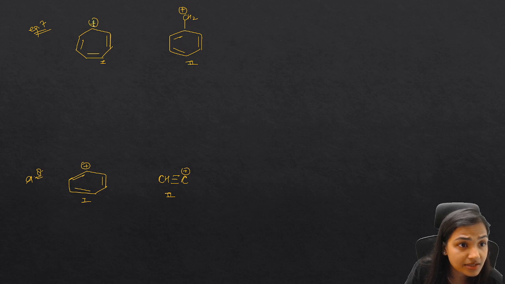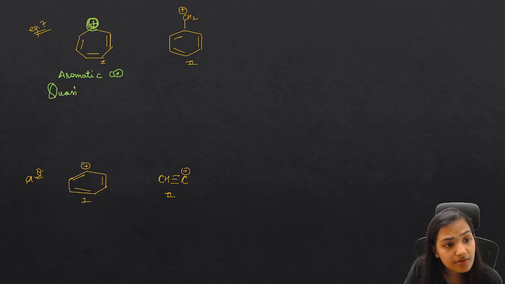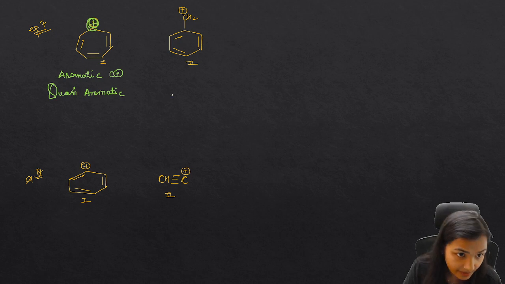This carbocation is a carbocation which is a part of a ring, but this carbocation is not a part of a ring. So we can say that this is an aromatic carbocation. This comes in the category of aromatic carbocation, and we can also say that this is quasi-aromatic, because what are quasi-aromatic compounds? Quasi-aromatic compounds are aromatic in nature, they are also ionic in nature, and here the ion is a part of the ring. Okay, this is a quasi-aromatic carbocation.